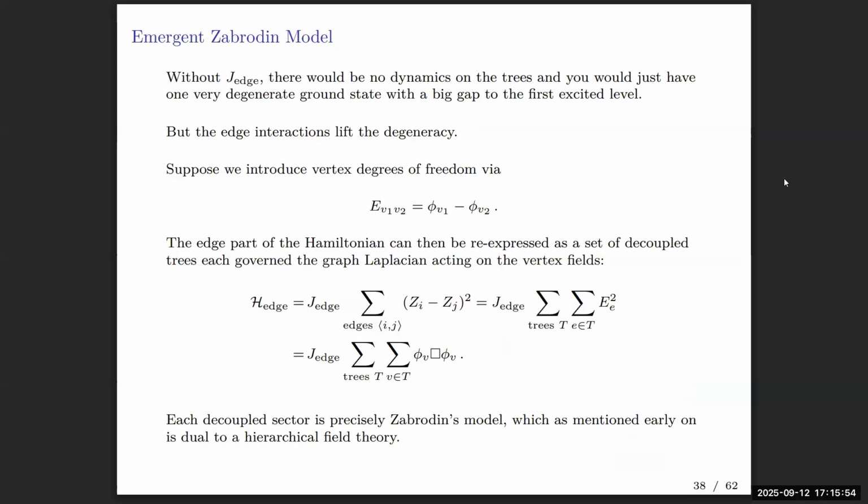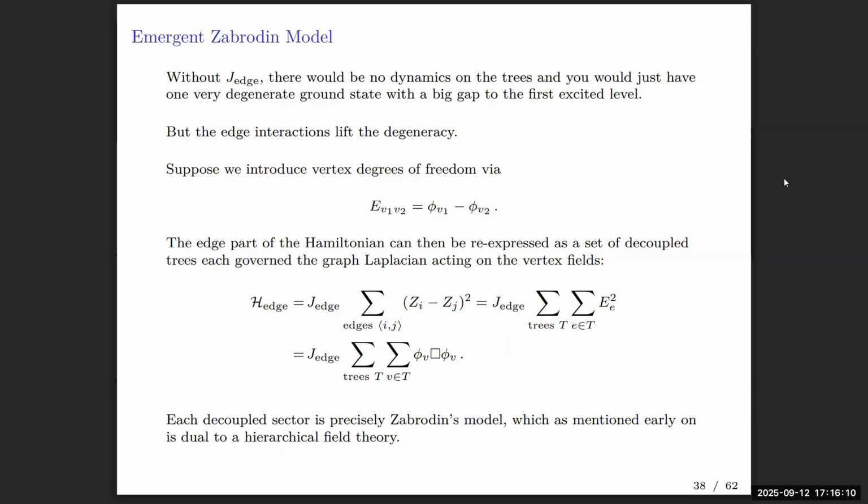Now we lift it, okay? And so if you take this action we have for the edges, right, which is this differences of the set variables, we can write it in terms of the edge variables or in terms of the vertex variables. And then the upshot is that we get this graph Laplacian that we talked about.